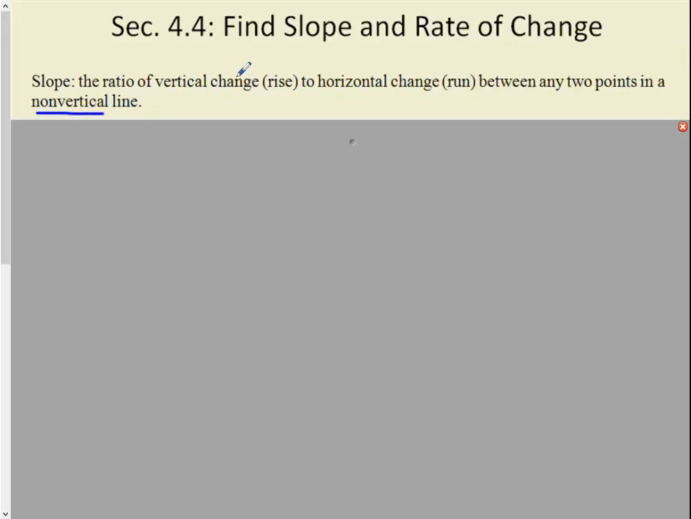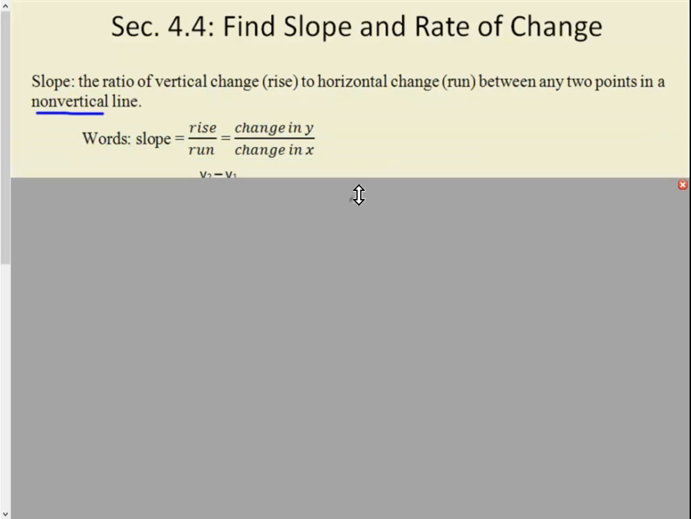And we can call that vertical change the rise, so how far up or down we go between 2 points, and the horizontal change we can call the run, how far to the left or right we go between 2 points. So in words we could see this represented as slope equals rise over run. This is a very common thing to memorize, rise over run, rise over run. Or in a little more algebraic terms we could say change in y over the change in x, because the change in y will give us the vertical change and the change in x will give us the horizontal change.